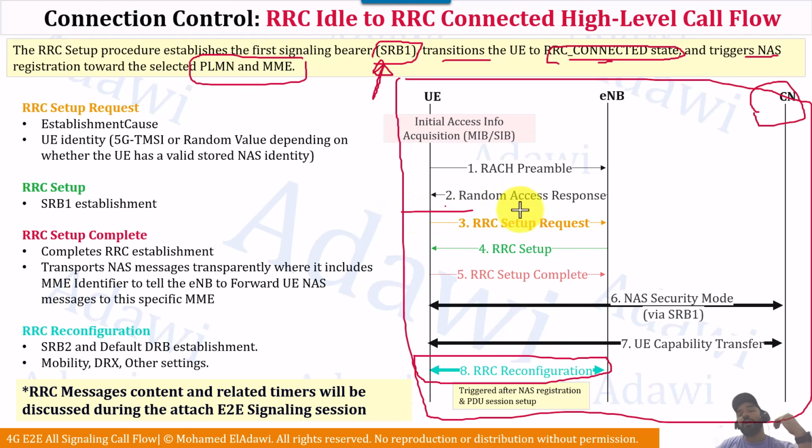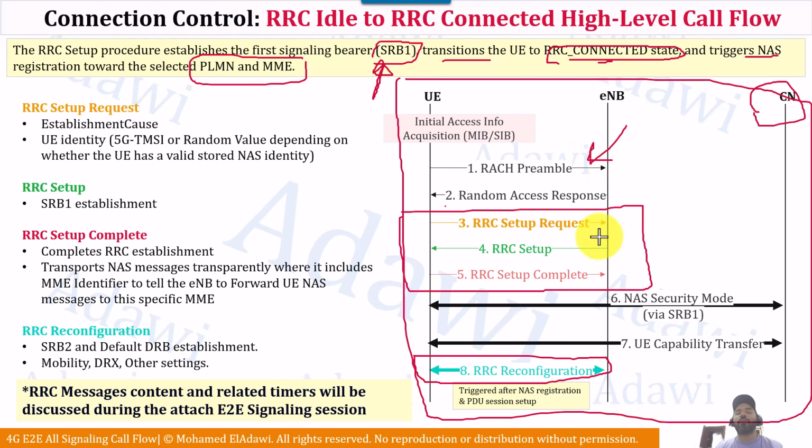So this is the RRC connection setup. After the random access procedure is completed, there will be a three-way handshake. First, the UE initiates the RRC connection request. As I mentioned before, this request includes the establishment cause and the TMSI or a random value, depending on whether the UE has a valid stored NAS identity, meaning the user was previously registered with the core network and has a specific tracking area code.